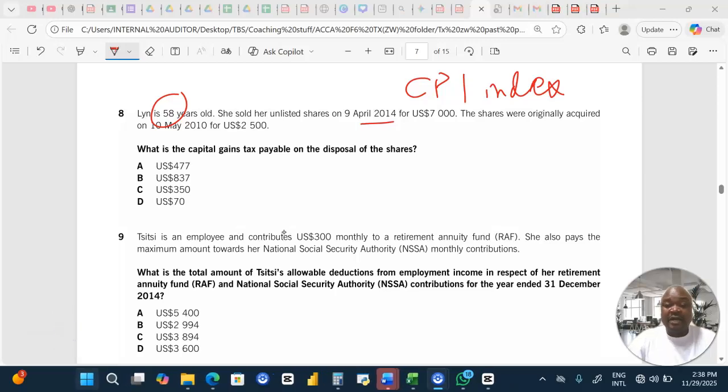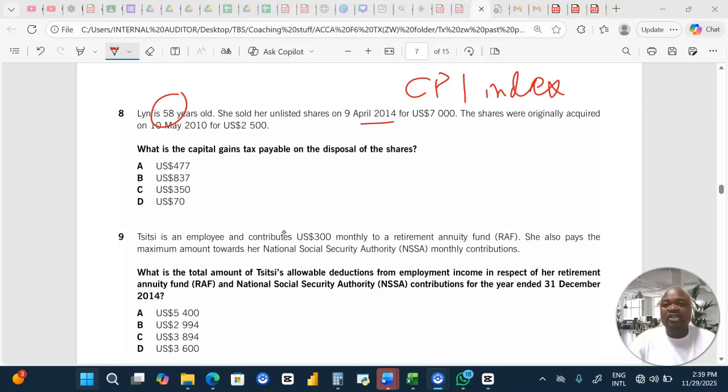Okay. I want you guys to use the old way of doing things. Why? Because that one is not going to be tested. And when you do that one, you're not going to get your answer, and you'll be disappointed with the ACCA tutor. And I don't want that.